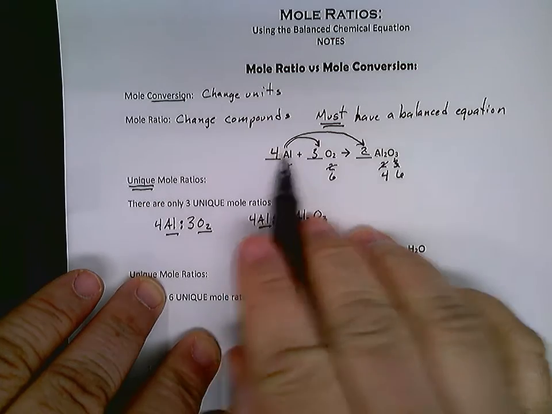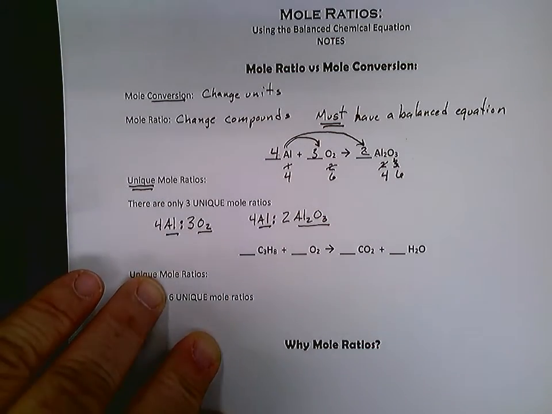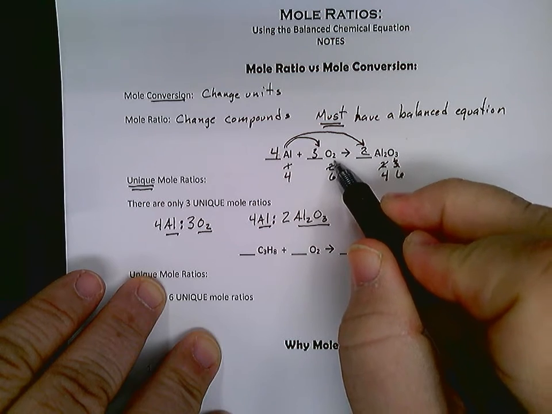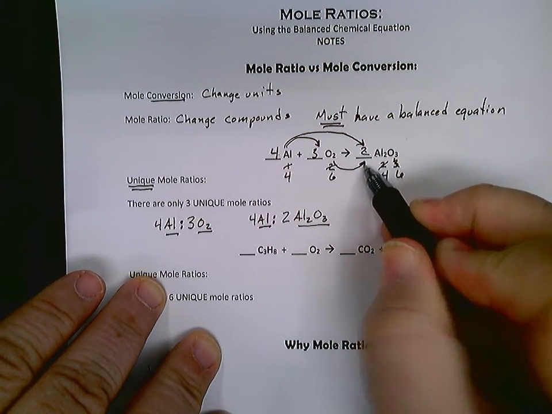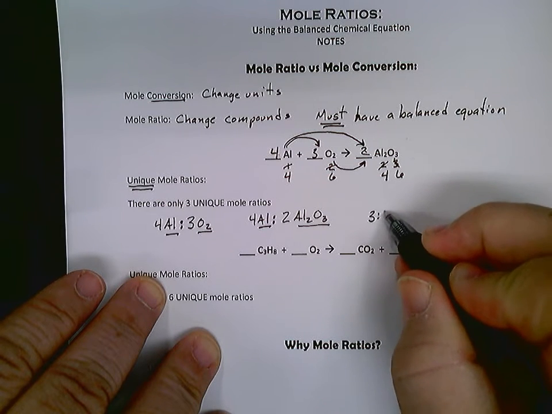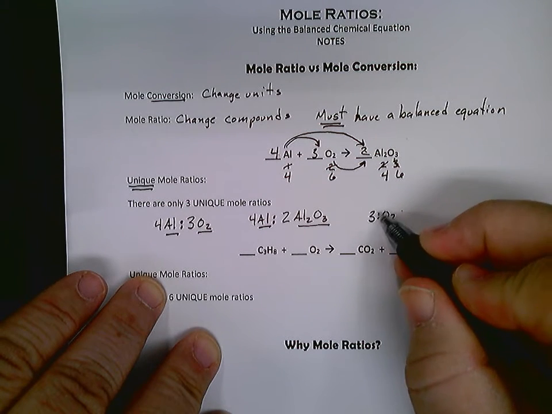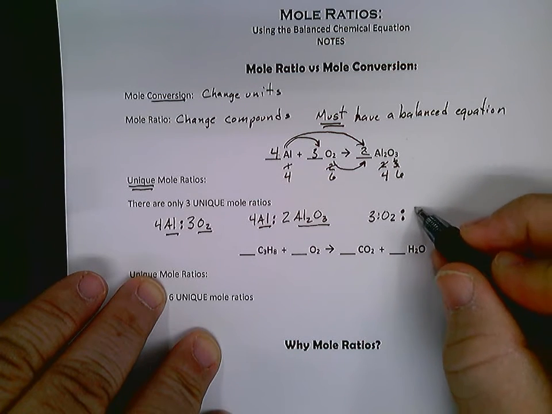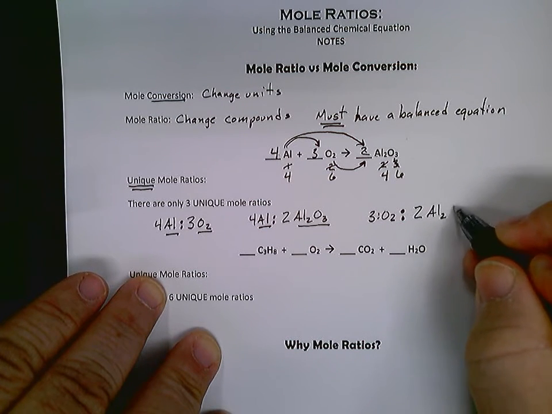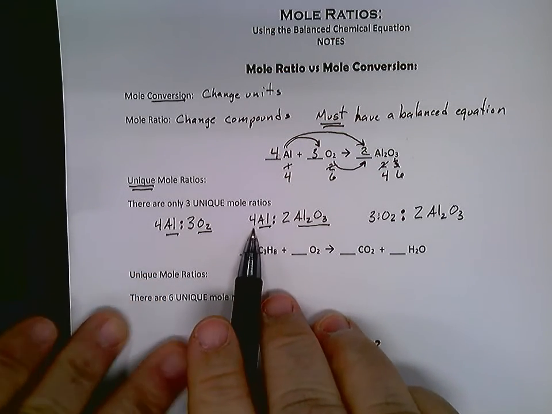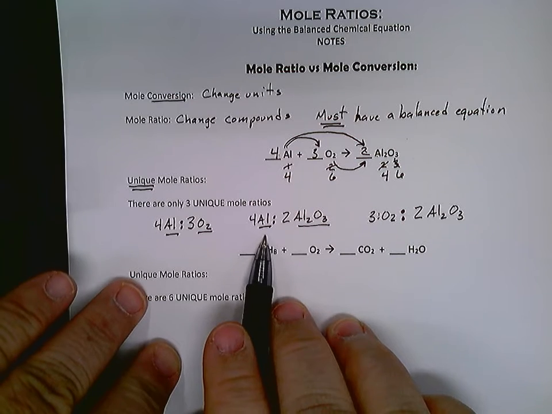All right, now I've compared all those. However, I'm not done, because I can also then move over to oxygen. The oxygen can be compared here as well. So that means I can take 3O2 to 2Al2O3, the aluminum oxide. You'll notice I did not simplify here.